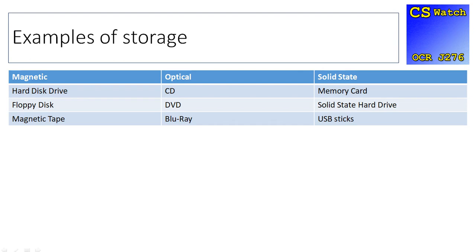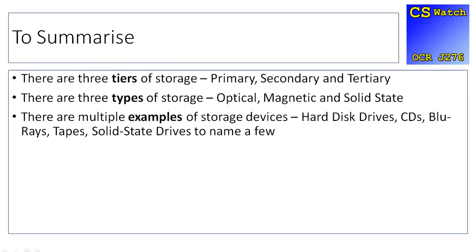So here we can see, as we were just talking about, some examples of secondary storage. So if we're looking at magnetic, we've got hard disk drives, floppy disks, magnetic tape. If we're looking at optical, again, those are nothing new, CD, DVDs, Blu-rays. If we're looking at solid states, we've got memory cards, the obvious solid state hard drive, and USB sticks.